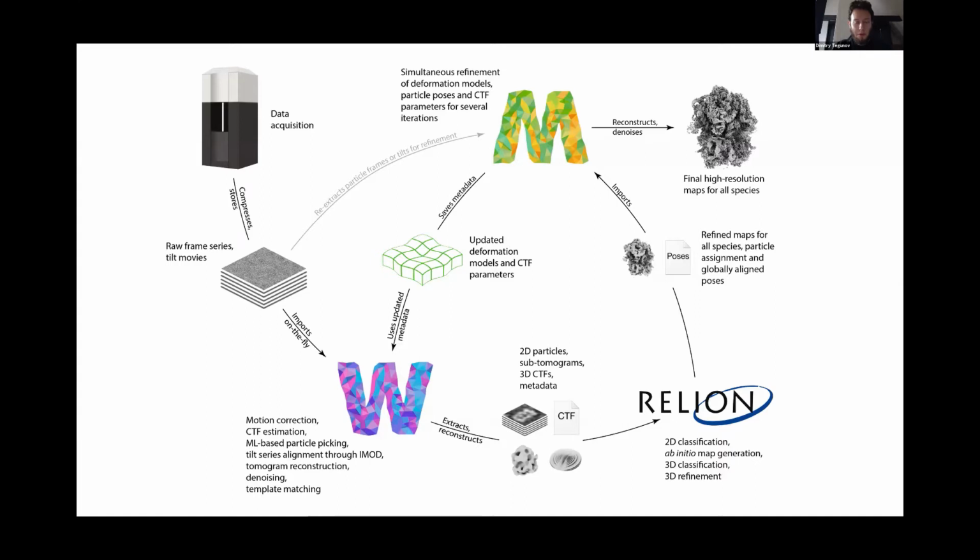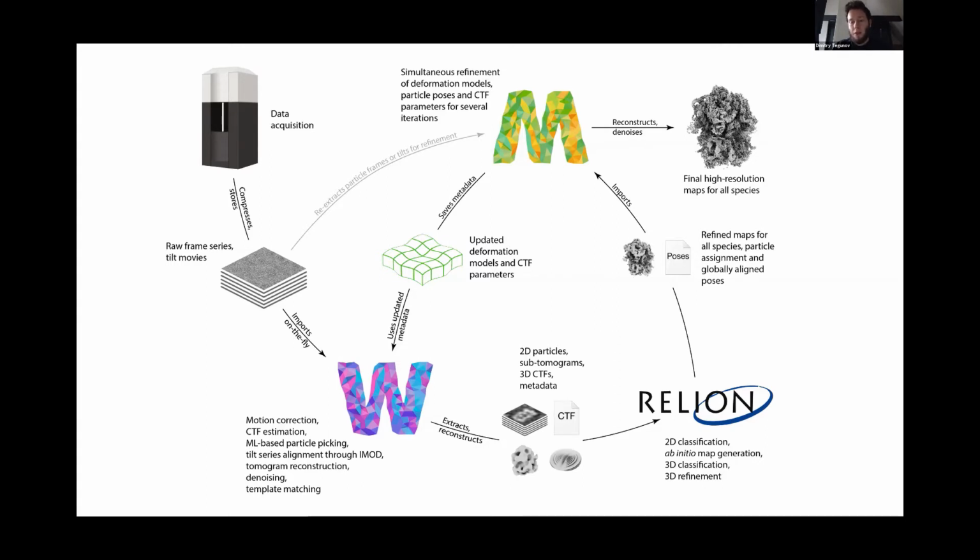Warp offers you all the pre-processing steps with motion correction, CTF estimation, deep learning-based particle picking. For a tilt series, it can also do all tomogram things, like reconstruct full tomograms, reconstruct subtomograms, do template matching on tomograms. And then it can automatically export the particles, either 2D or subtomograms, which then go either into Relion or cryoSPARC. But cryoSPARC doesn't have support for subtomo averaging, so Relion is really the more comprehensive solution here.